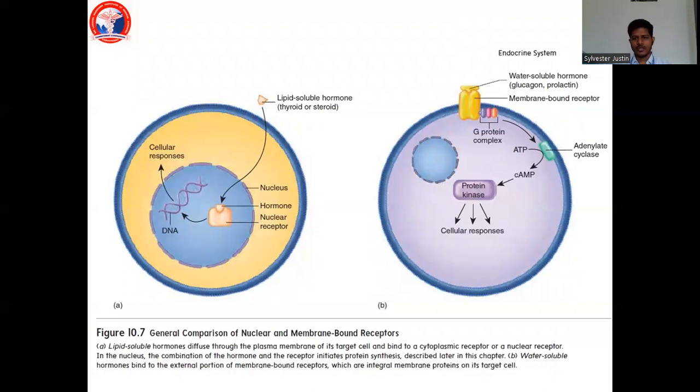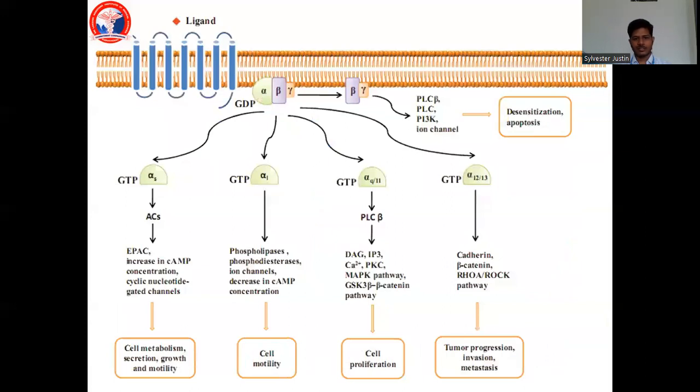The endocrine system can have a water soluble ligand which acts on the cell membrane based receptor, or a lipid soluble hormone like a thyroid or steroid hormone, which will enter right up to the nucleus and bring about its action. This is another slide showing the G protein coupled receptor types: alpha S, alpha I, alpha Q/11, and alpha 12, 13.